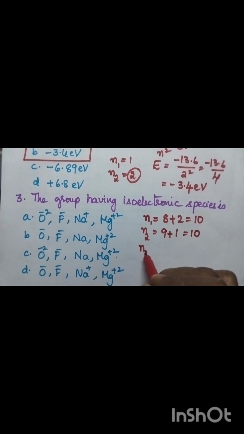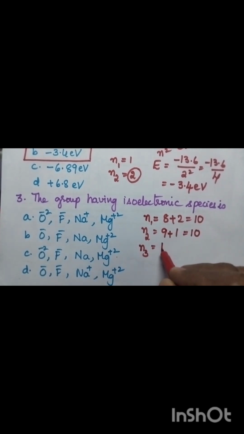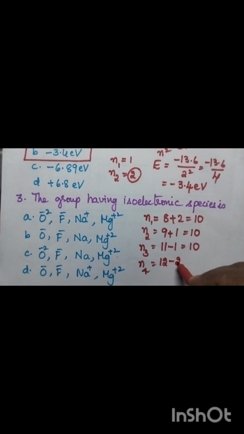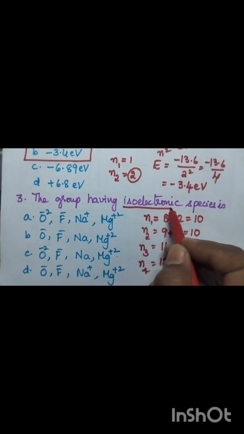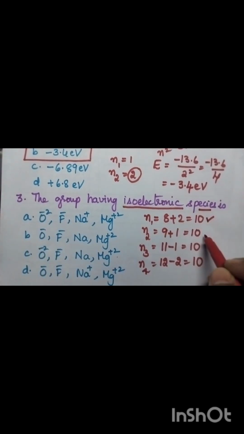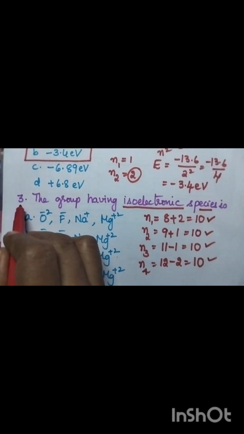For sodium, the atomic number is 11 and here one positive charge is present and we have to remove one electron. So total number of electrons equal to 10. For magnesium, the atomic number is 12 and here plus 2 is present, that means we have to remove 2 electrons. So the total number of electrons equal to 10. Isoelectronic species means they contain same number of electrons. So if we carefully observe option A, all the species contains same number of electrons and hence the right answer is option A.